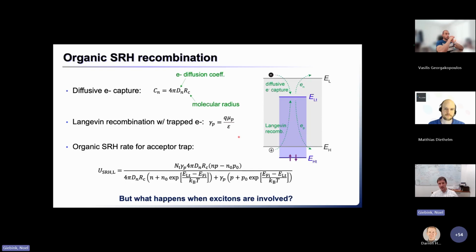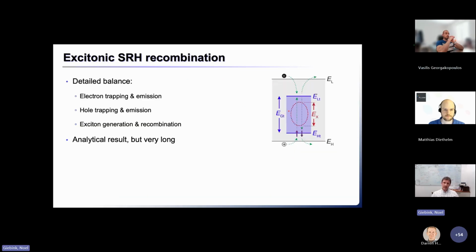But then there's another complication when you're dealing with organics, because in many cases, you're dealing with closed shell molecules and the possibility of forming excitons. So in this case, let's imagine a scenario very similar to what you have with an emissive dopant inside a wide gap host, like you often have in OLEDs. In this case, you can trap your electron in the LUMO, detrap it. You can trap a hole in the HOMO, detrap it.